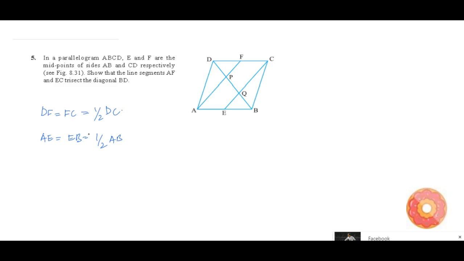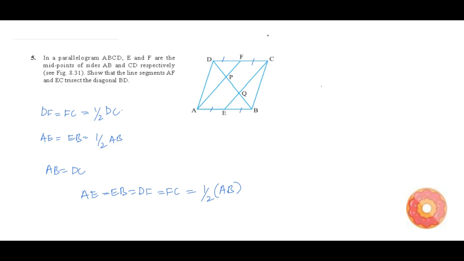But in a parallelogram, opposite sides are equal, which means AB is equal to DC, which means AE is equal to EB is equal to DF is equal to FC, which is equal to half of AB, which means AE is equal to EB is equal to FC is equal to FD.